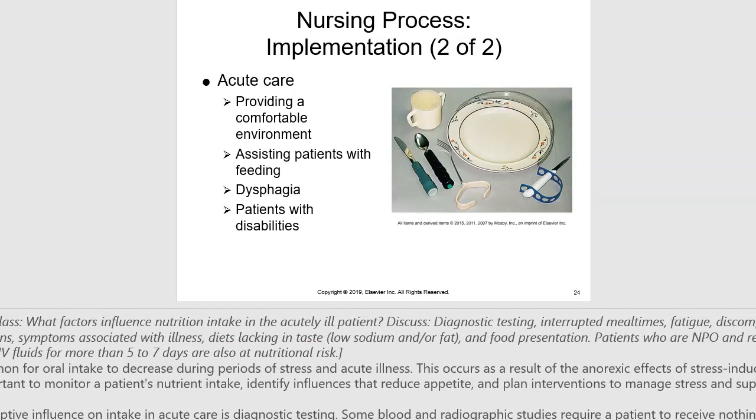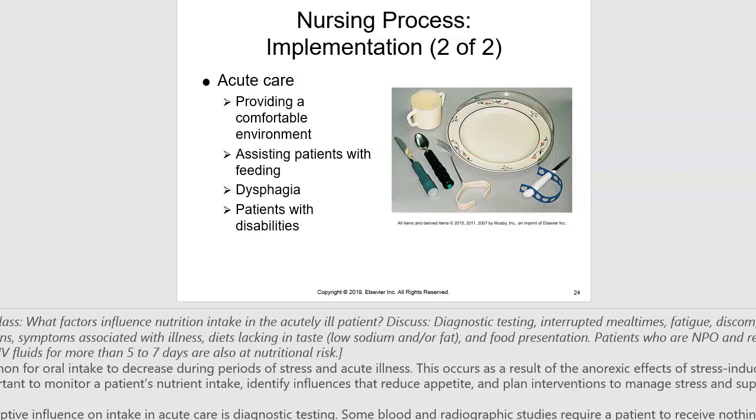So factors that influence nutrition for the acutely ill patient could be disrupted meal times, patients who are NPO for some reason, fatigue, discomfort, medications, symptoms associated with illness, and diets lacking in taste, such as low sodium, because they're not used to that very often. It is common for oral intake to decrease during periods of stress and acute illness, although keep in mind for some people, they will actually increase their intake because food will soothe them. A lot of stress-induced hormones can have either a lack of appetite effect or the opposite. So it is important to monitor their intake.